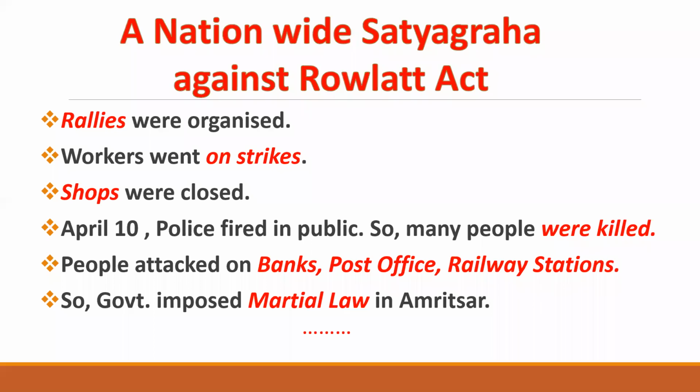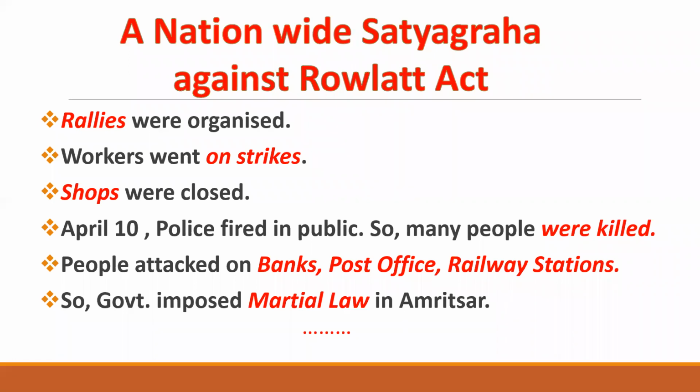That's why on 10th April, police fired on the public, openly fired, right? In this firing, many people were killed. When many people were killed, people became aggressive and started to attack public buildings, like government buildings, banks, post office, railway station, etc. Due to these things, the government imposed martial law in Amritsar. And due to this martial law, the Jallianwala Bagh massacre incident happened.